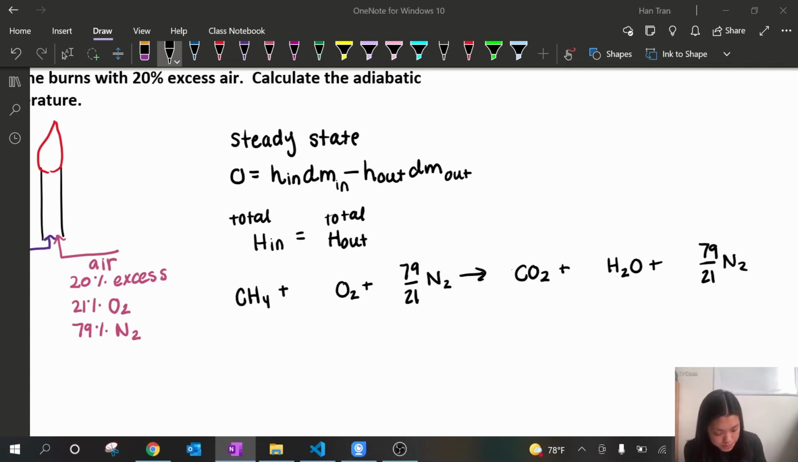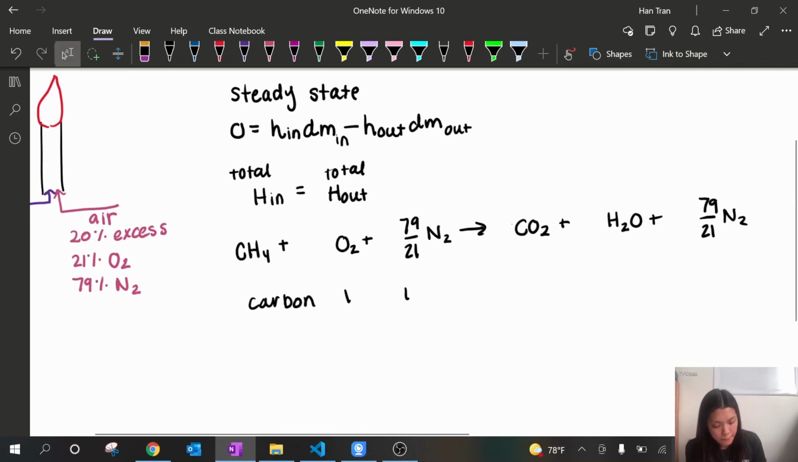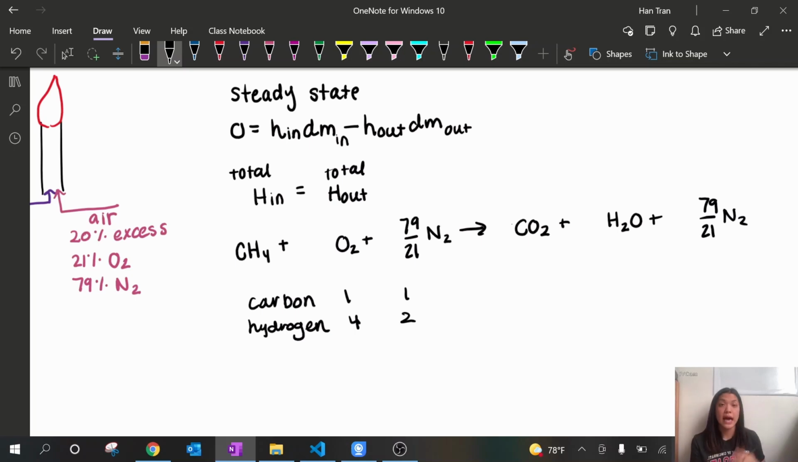So we'll start with the carbon. On the left side we have 1, and on the right side we also have 1, so those are balanced. On the left side for hydrogen, we have 4, and on the right side we have 2. So we need to add 2 more hydrogens to balance it out. In order to do that, we're going to make it 2 moles of water, which will increase the hydrogen number to 4. So now that is balanced.